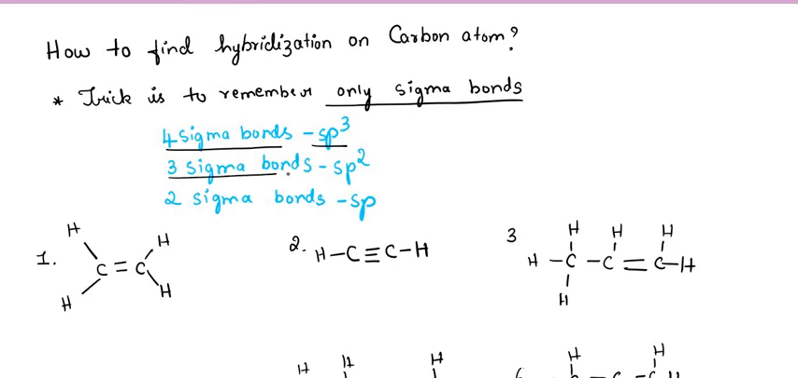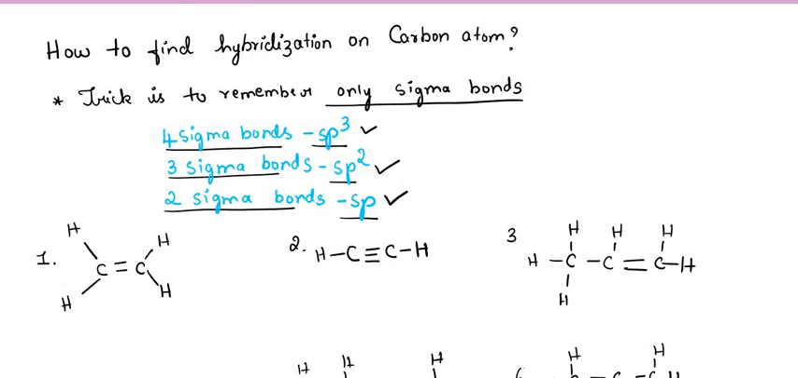If it is 3 sigma bonds, it is sp2. If it is 2 sigma bonds, sp. And if you don't know how to find the sigma bonds in a structure, do watch my previous video. I have done a video on it. So if there are 4 sigma bonds, sp3. If there are 3 sigma bonds, sp2. If there are 2 sigma bonds, it is sp.